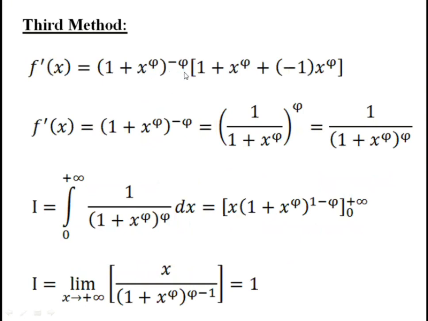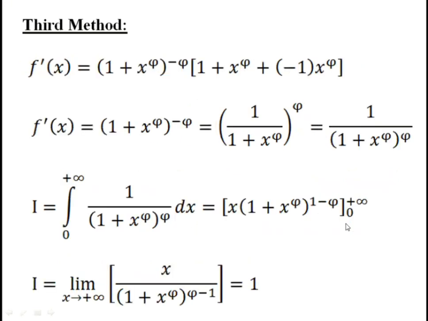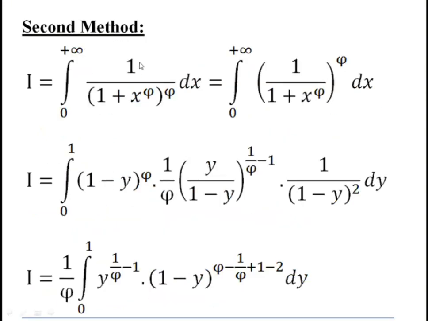And then the derivative equals 1 plus x to the power 5 to the power minus 5. Here we have 1 plus x to the power 5, and here we have minus x to the power 5. So f prime equals 1 plus x to the power 5 to the power minus 5. Here we can cancel out x to the power 5 and minus x to the power 5 to get f prime of x equals 1 plus x to the power 5 all to the power minus 5. And this can be written as 1 over 1 plus x to the power 5 all to the power 5. So the derivative of f is this function.